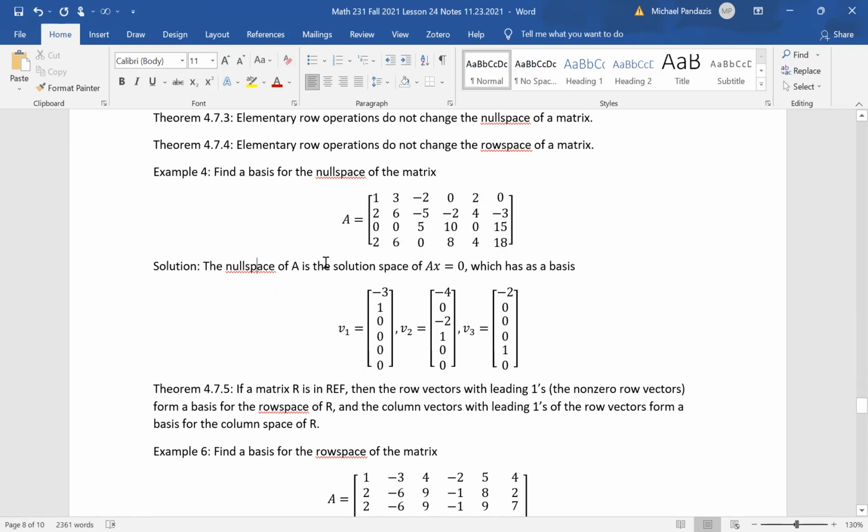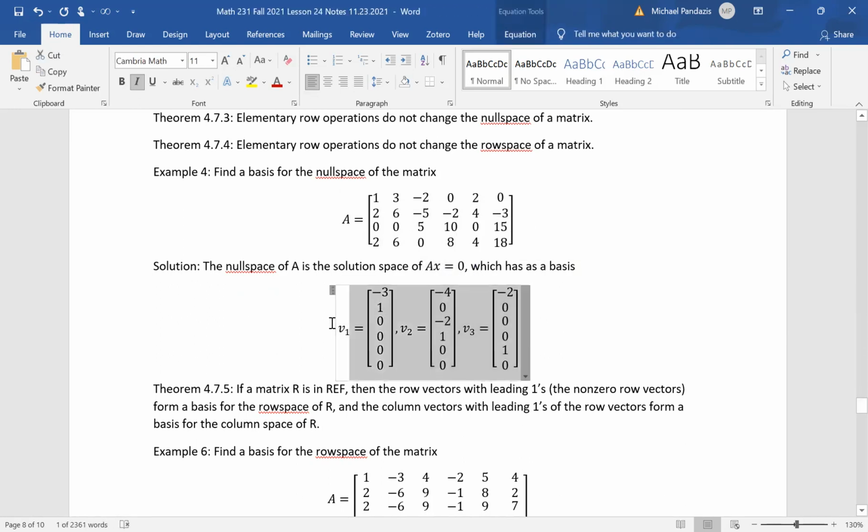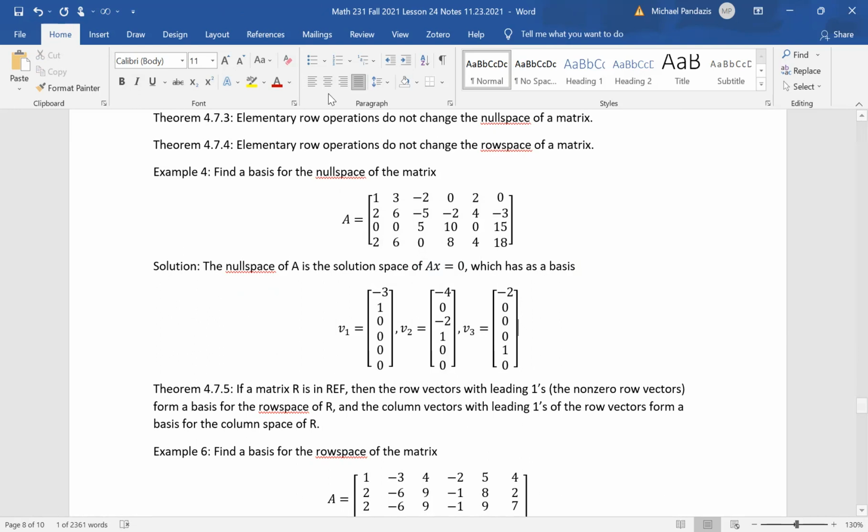Solution. The null space of A is the solution space of AX equals 0, which has as a basis these 3 vectors. So first, I quickly tell you what the null space is. If you want, you can write the corresponding system AX equals 0, and you can find its solution space using parametric equations. I'm giving you the answer to the first part because it's just calculations we've done already. So the problem is to find this part, this step, but because we've done this step before, I'm glossing over this part of the problem to answer your question.